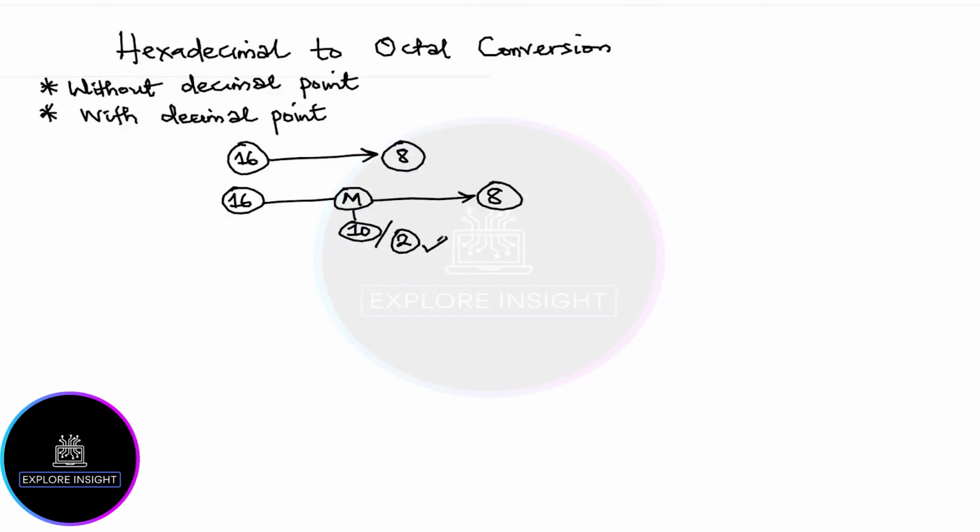So let's start with example 1. I'm going to cover 3 examples in this video, so make sure you watch through to the end of this video. So in example 1, we want to convert 37 in base 16 to the octal number system.